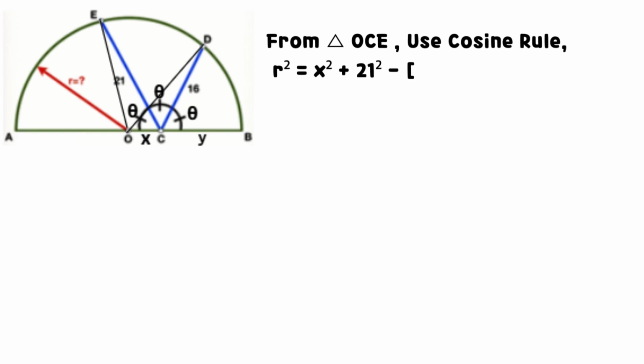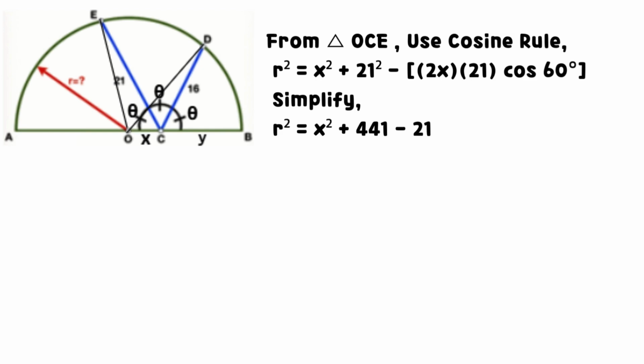From triangle OCE, use cosine rule. The square of r equals the sum of the square of x and the square of 21 minus 2 times x times the product of 21 and cosine 60 degrees, since we know that angle theta is equal to 60 degrees. Simplify and we have that the square of r equals the sum of the square of x and 441 minus 21 times x. We call it equation 2.